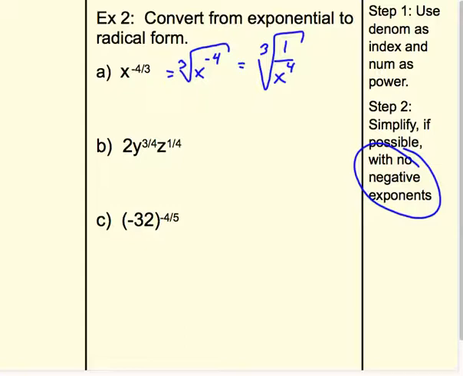The next one, the y and the z both have denominators of 4 in their powers. The 2 does not have a power, so the 2 will not be going under the radical. So we've got 2 on the outside. The denominators are both 4, so I have a 4th root. Y is cubed, or the numerator of that power is 3, and it's z to the 1st power, or just z.